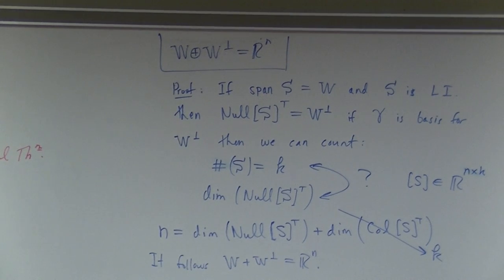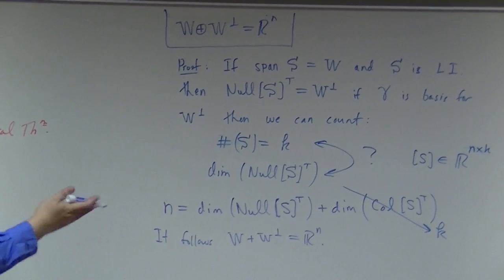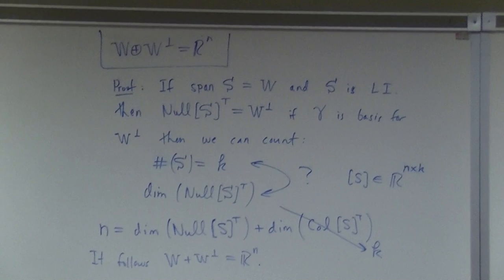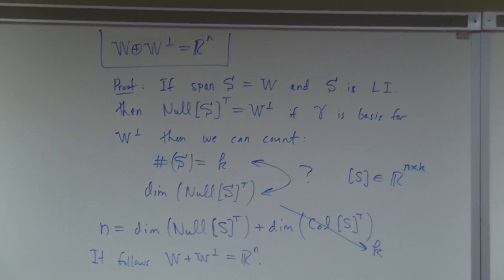You notice this time I didn't make any use of the projection. Which is sad, because projection is actually how you calculate things, right? Projection is a really important idea. But this gets you to the result quicker. I still need something else to show that it's a direct sum. What do I need?